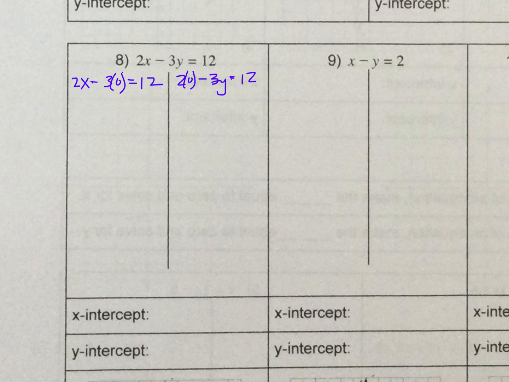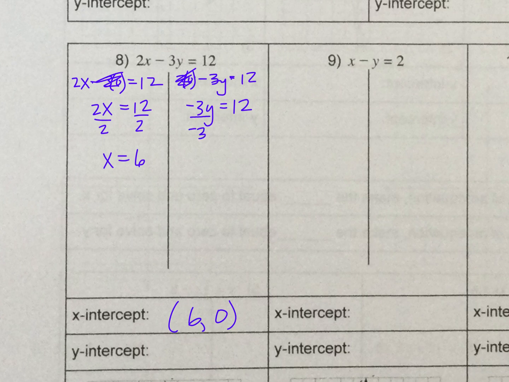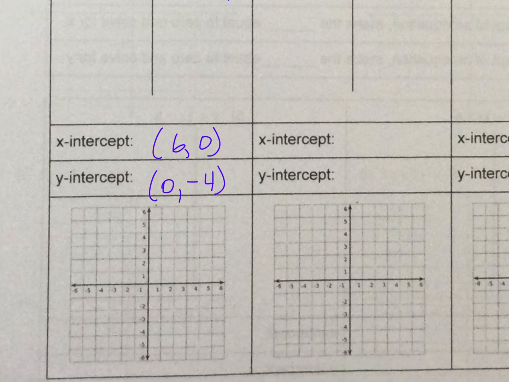So 0 times -3 goes away. So now I have 2x equals 12. Divide both sides by 2. X is 6. 6, 0. That goes away. I have -3y equals 12. Divide both sides by -3. Y is -4. Now I have 2 points that I can graph.